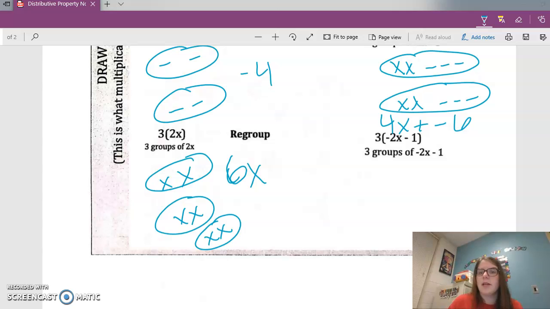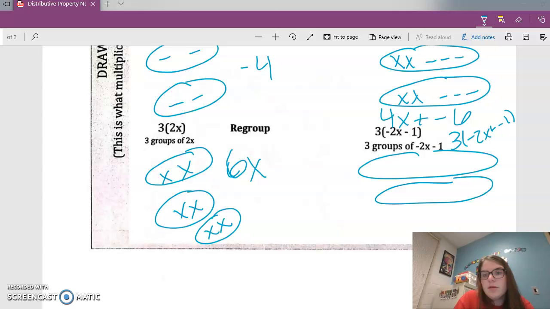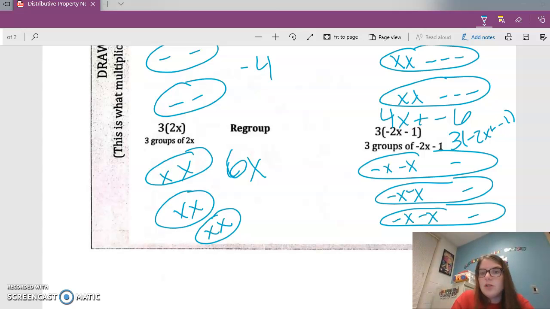All right, so for our last one, again, I'm going to keep change. So I'm going to have 3 times -2x plus -1. I'm going to have 3 groups, each with -x, -x, and a negative. So then I have -6x plus a -3. So that's showing more visually what distributive property is going to look like.